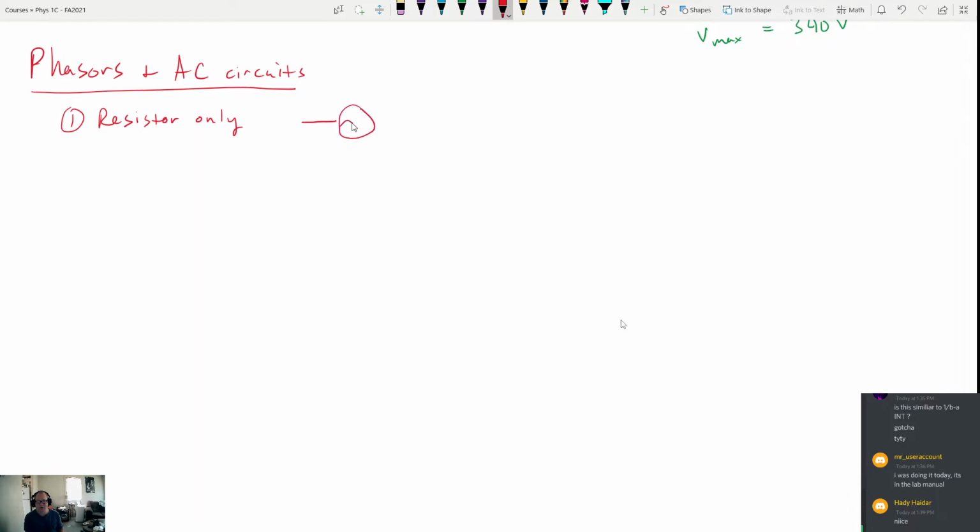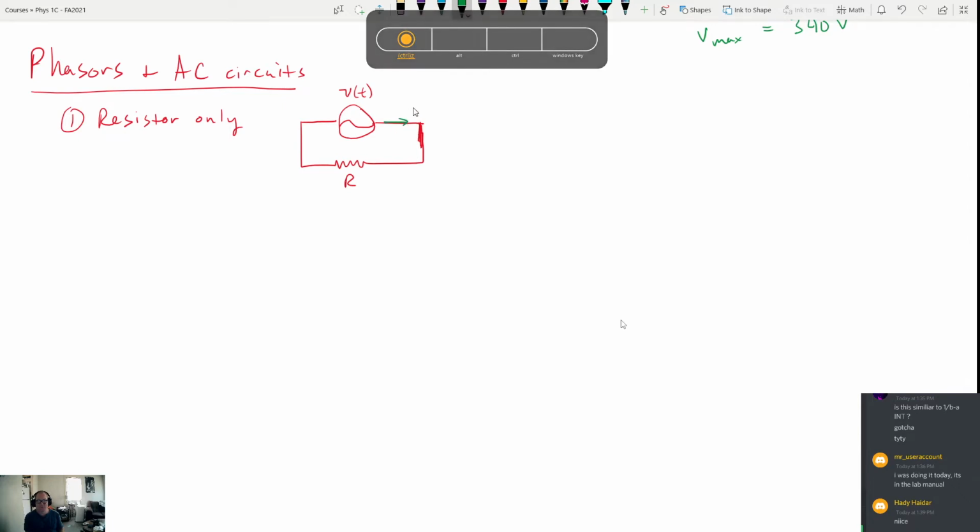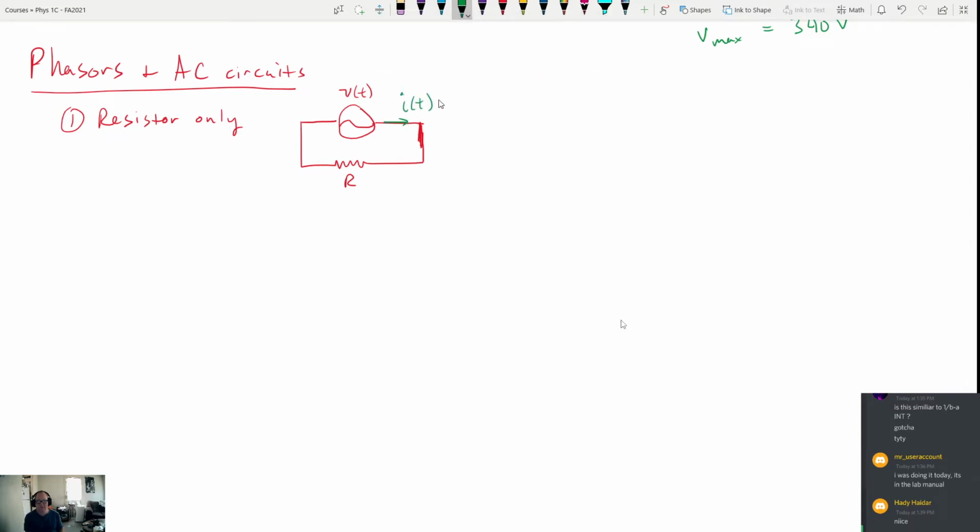We have a voltage source that's an AC voltage source. We connect this up to a resistor R. We define the line current. I'll use a different color. The current flowing through here, draw it up here, we call I of t, and we say that it's equal to I max cosine of omega t. And we want to talk about how the current and the voltage are related to each other.